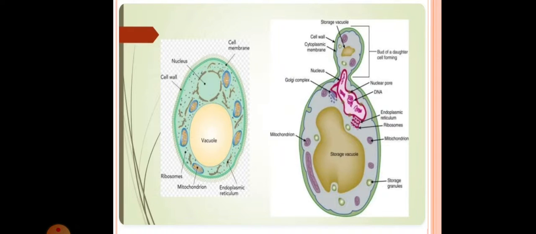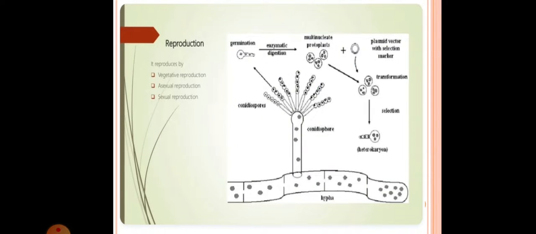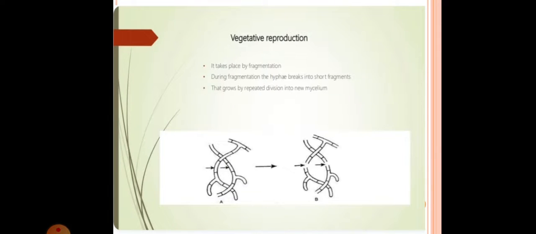So here you can see the cell structure. Then next, the reproduction takes place by 3 types of reproduction in Penicillium. First one is vegetative reproduction, second is asexual reproduction, and third one is sexual reproduction. First we'll see the vegetative reproduction.